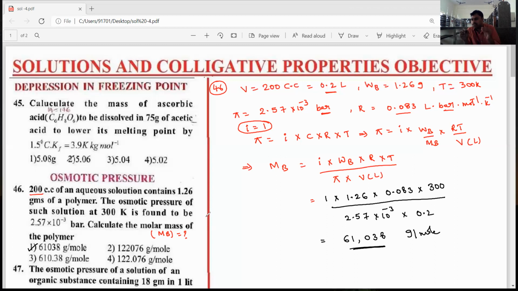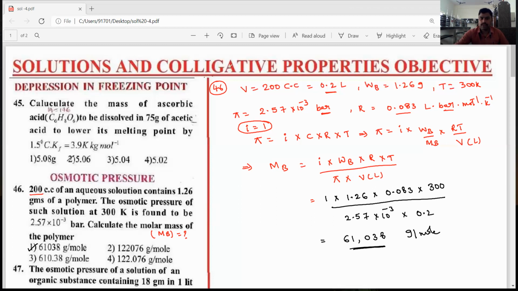Osmotic pressure, pi, is equal to i into CRT. C is nothing but n by V, and n is nothing but weight by gram molecular weight of solute. So here we need to find out the molar mass of the solute. Okay, dear students, so the 46th question answer is the first option.